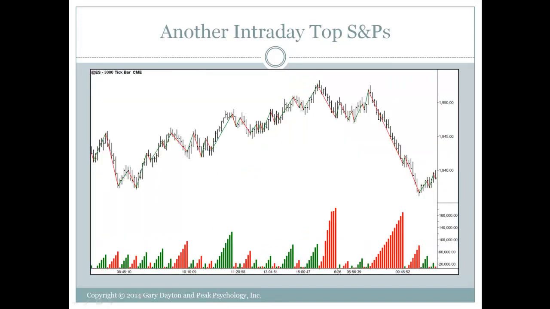Okay, let's take another look at this. What sticks out at you here? What sticks out at you? What sticks out here on this chart? The first big down wave.